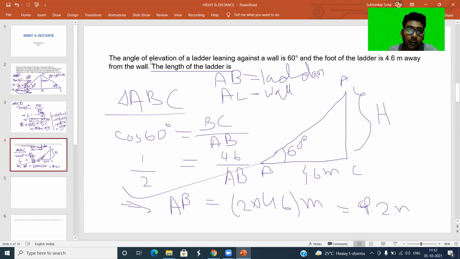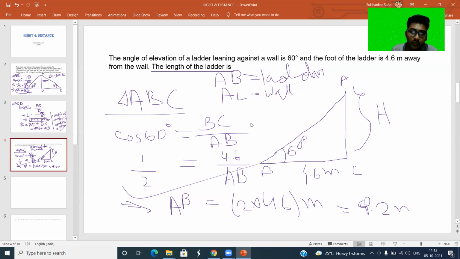Repeat. The angle of elevation of a ladder leaning against a wall is 60 degree. It is the ladder and it is the wall, 60 degree angle of elevation. The foot of the ladder is 4.6 meter away from the wall. The distance between the ladder and wall is 4.6 meter, and it is the height of this wall, and it is the ladder.